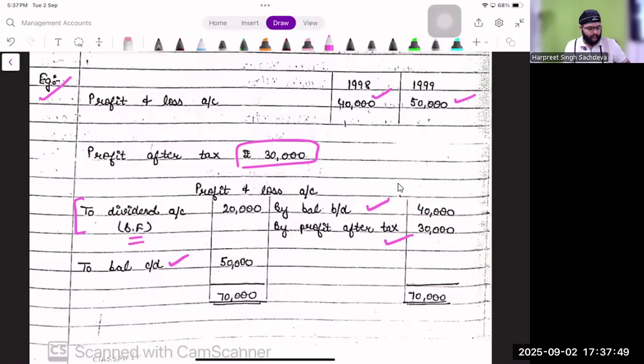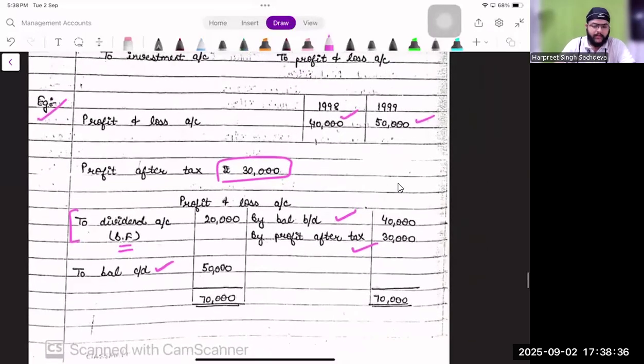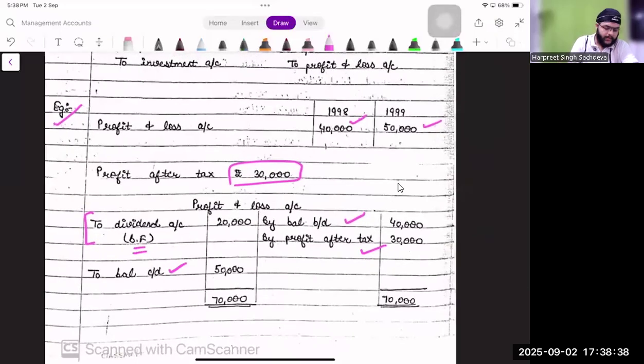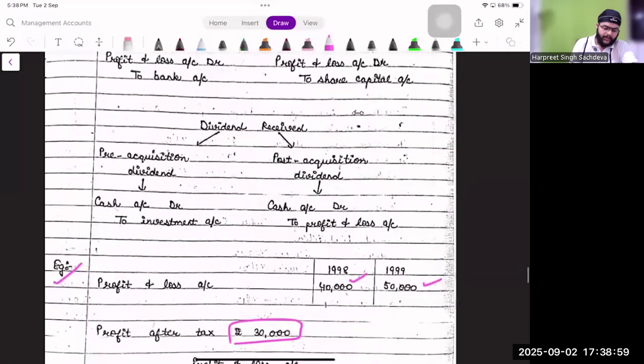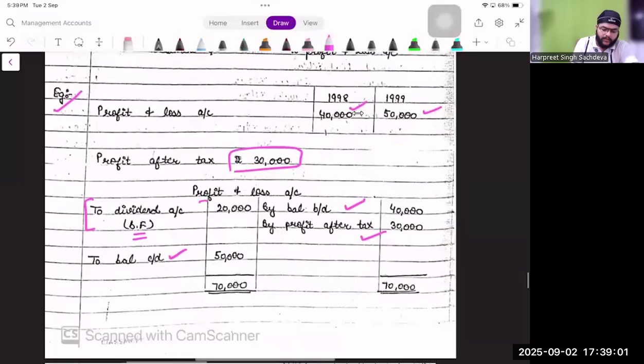ठीक है राजा? Online clear राजा इना? Balancing figure is dividend. Clear राजा? Yes or no? Okay राजा. So this is a dividend paid 20,000 rupees.